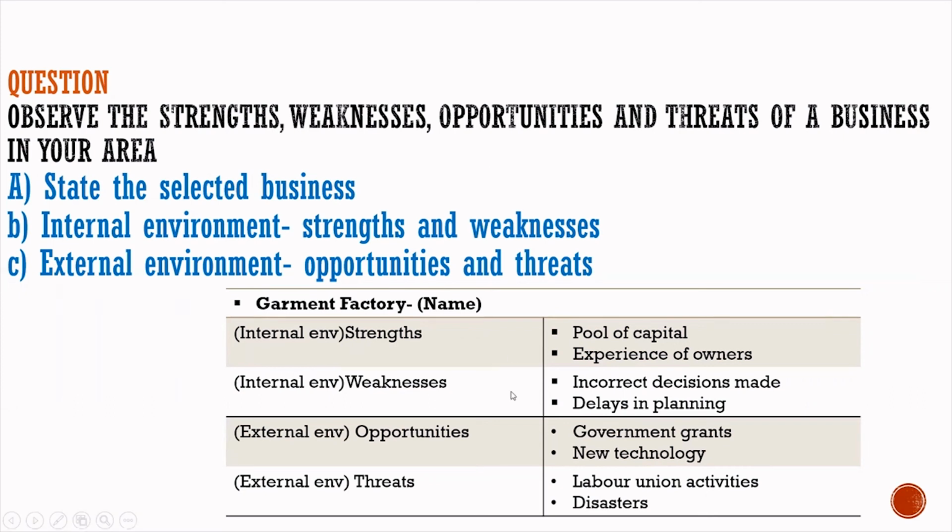So, son, those that are not under the control of the business will be the external environmental factors, and those that can be controlled will be the internal environment factors. So, I hope you got an idea of this lesson number two.